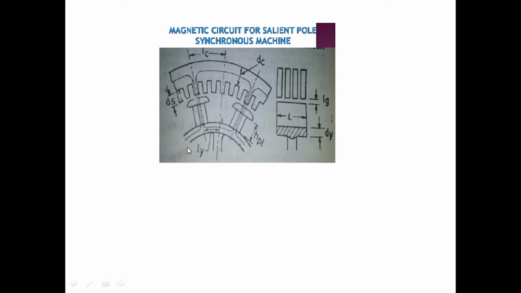You can see here the magnetic circuit for a salient pole synchronous machine. This is the length of the air gap between stator and rotor. This is taken as the core length, L. This is the depth of the yoke, horizontally it is the core length, and this is the length of the air gap, that is LG.